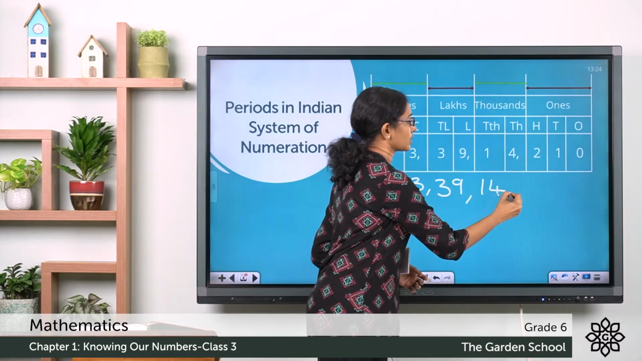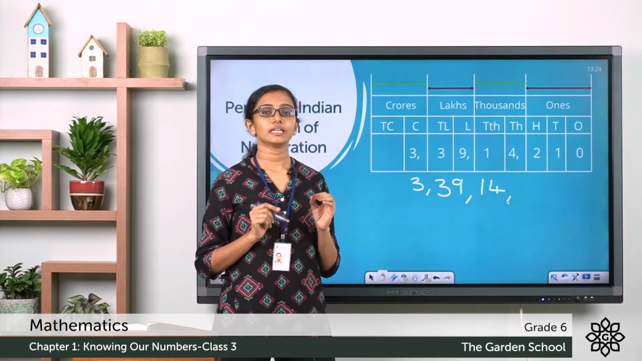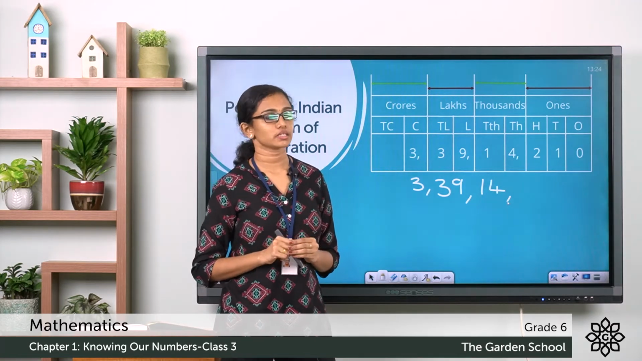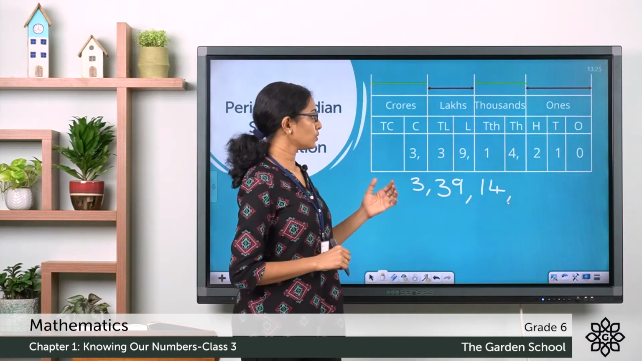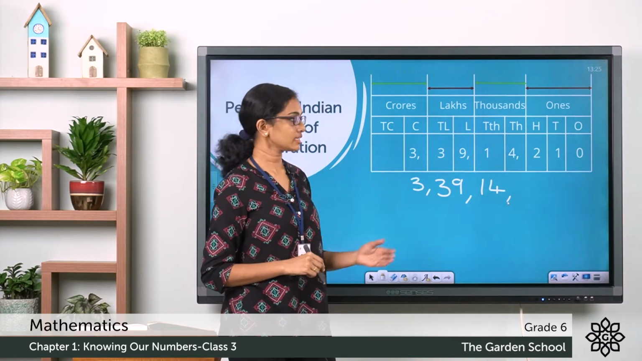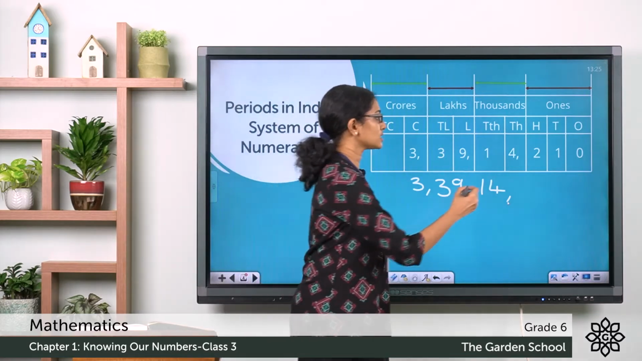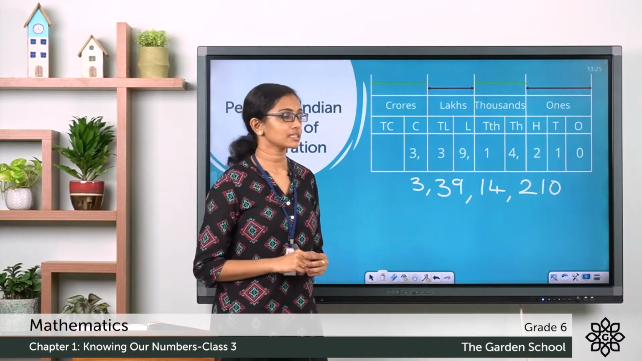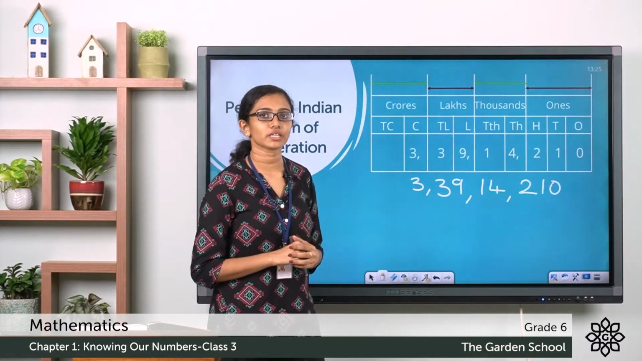14,000. Now in the ones period alone, the digits will be read separately based on the place value of each of the digits. So here it will be 210. So the given number can be read as 3 crore 39 lakh 14,210. Now that we have inserted commas and separated the periods, can you see how the reading became much easier?